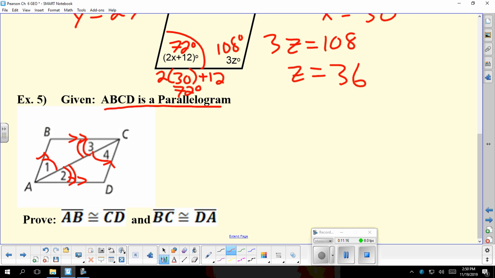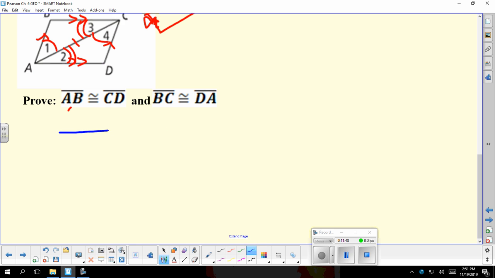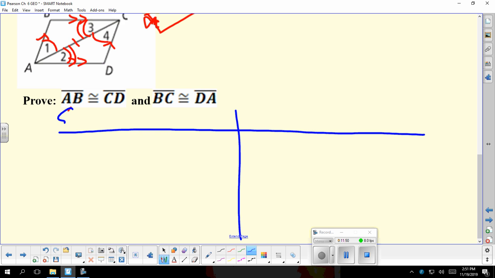That's my reflexive property, right? And then when I pop one of these triangles out, I end up with those two. So which one of the five triangle congruence postulates am I going to use? Angle, side, angle, and then CPCTC. Let's lay it out. Here we go. First statement. Reason.